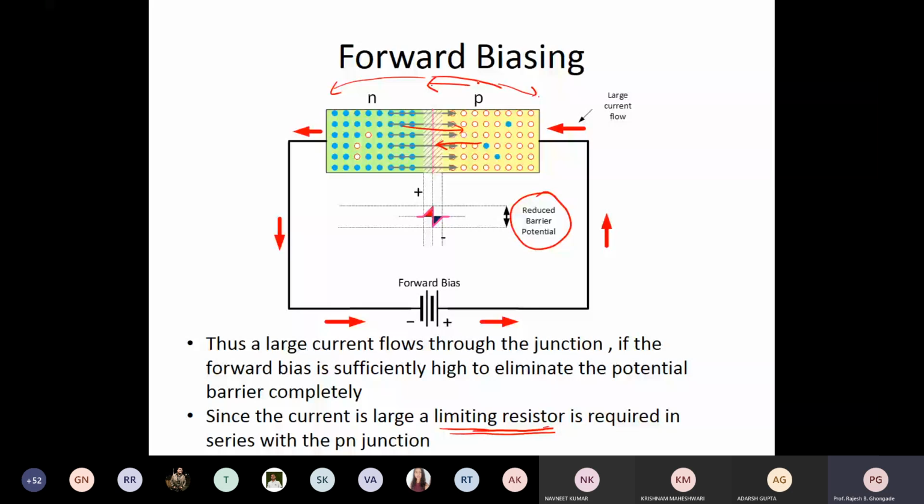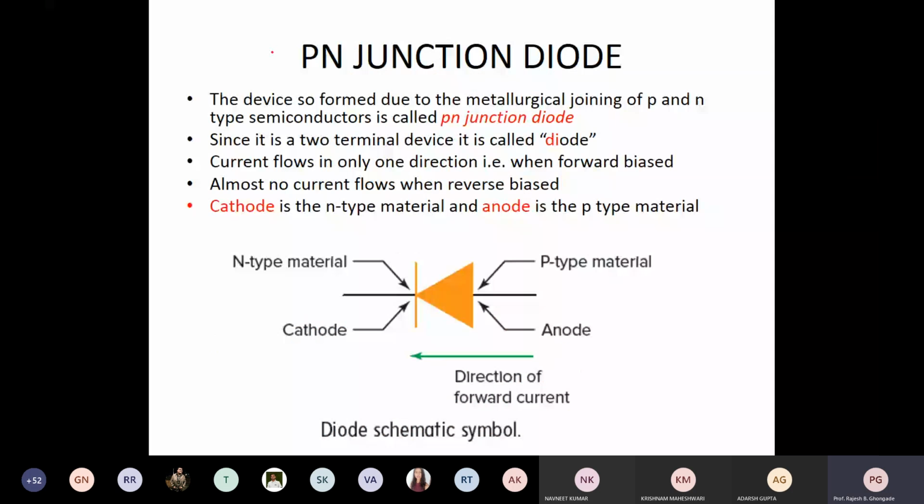So we come to the very first semiconductor device, and that is called the PN junction diode. This is nothing but the PN junction that we have seen, except that we have some external connections called the leads. For external connection, these are simple conductors. And we have the schematic symbol of the diode.